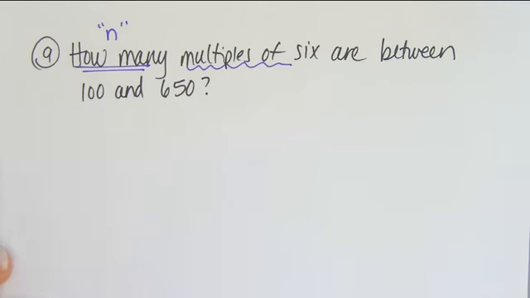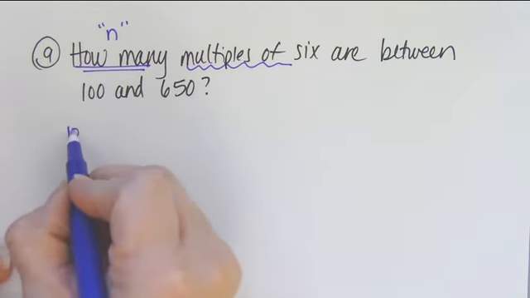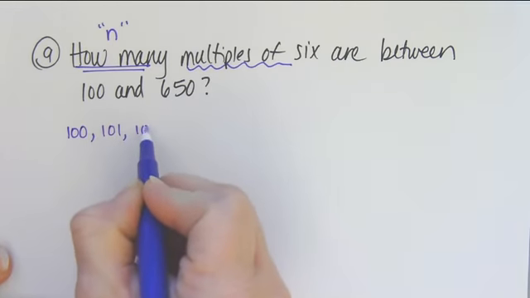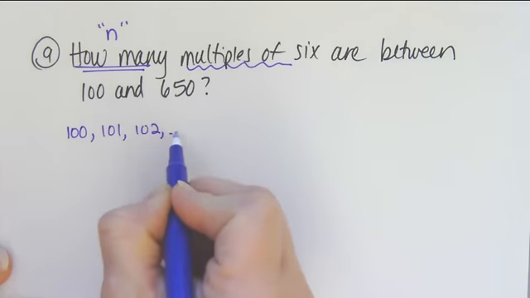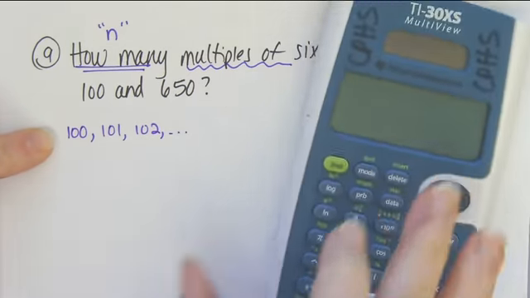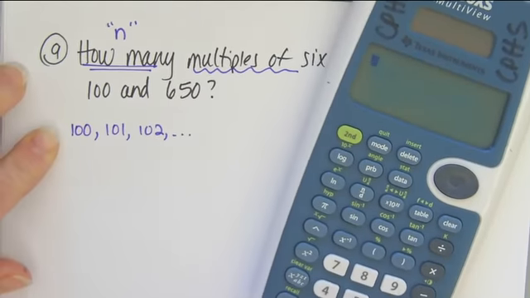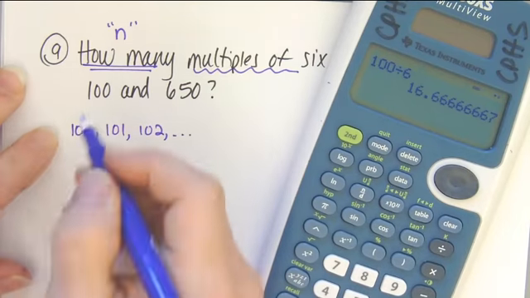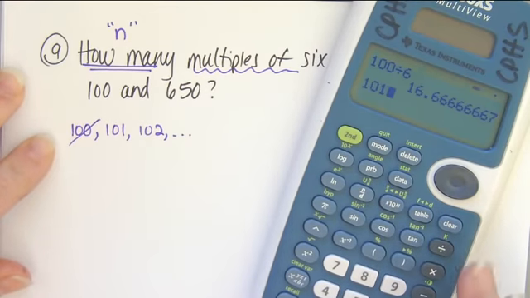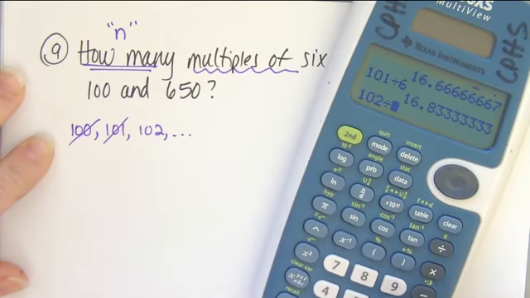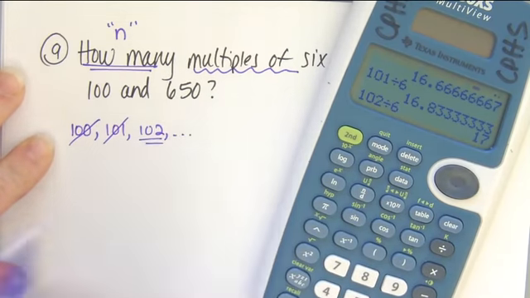What we need to do is find multiples of 6 that are between 100 and 650. So what I would say to do is start with a list. We've got 100, 101, 102, on and on. Are any of these multiples of 6? To check that, just get your calculator, and I would do 100 divided by 6. Nope, it comes out as a decimal, so that's not a multiple of 6. 101 divided by 6. Nope. 102 divided by 6. Yes. Okay, so that's my first multiple of 6.